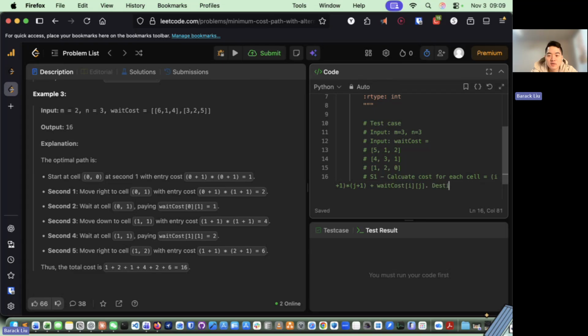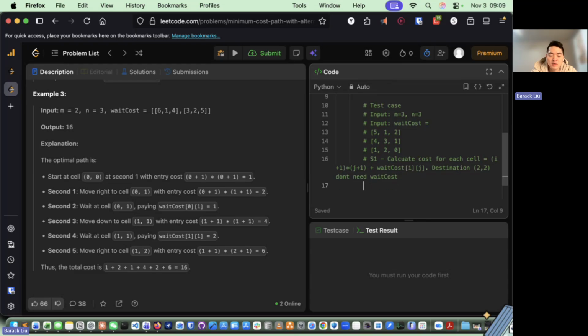And that's relation Q2. Don't lead with the cost. Wait cost, right? Okay, let's start.